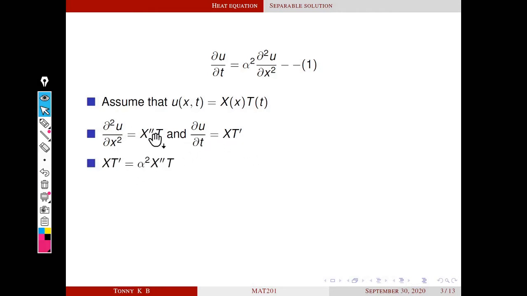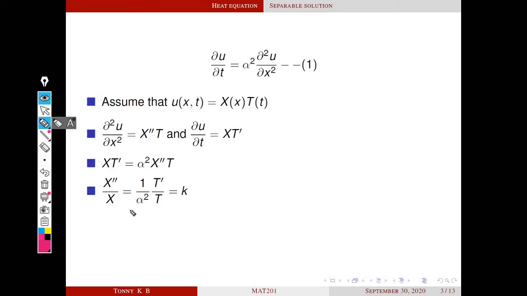Substituting these two derivatives in equation number 1, we get X T dash equal to alpha square X double dash T. Then by separating the variables x and t, we get X double dash by X is equal to 1 by alpha square T dash by T. As in the wave equation, the left side is a function of x alone and the right side is a function of t alone. So they are equal to a constant k.